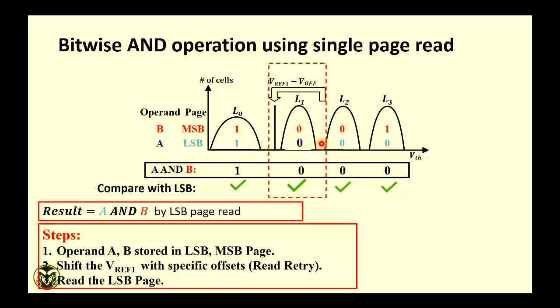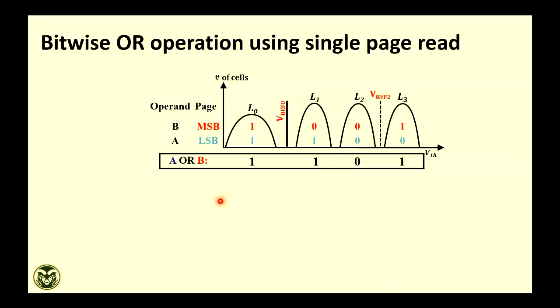Question, anything? Okay, so that's the logical AND. How will we do logical OR? Suppose you want to do OR, right? So A and B, these are the 2 operands. For OR, only this one should be 0. Everything else should be 1. So how will we shift your reference?